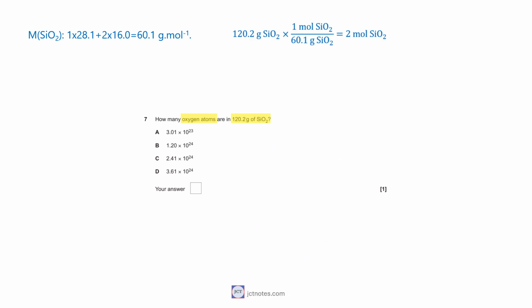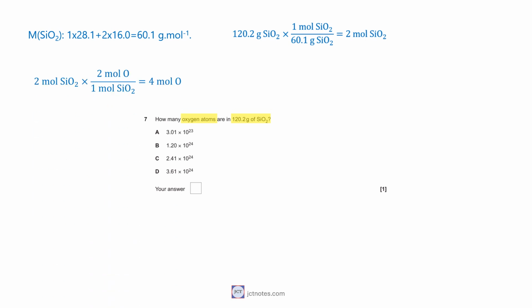In question 7, we are asked how many oxygen atoms are in 120.2 grams of silicon dioxide. The molecular mass of silicon dioxide is 1 times 28.1 plus 2 times 16 equals 60.1 grams per mole. Dividing the 120.2 grams by the molecular mass, we obtain 2 moles of silicon dioxide. As each mole of silicon dioxide has 2 moles of oxygen, we have 4 moles of oxygen.